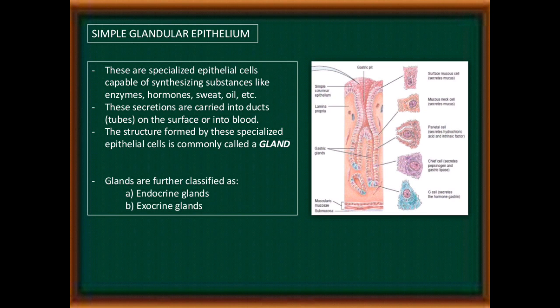Simple glandular epithelium. These are specialized epithelial cells capable of synthesizing substances like enzymes, hormones, sweat, oil, etc. These secretions are carried into ducts on the surface or into blood. The structure formed by these specialized epithelial cells is commonly called a gland. Glands are of two types: endocrine glands and exocrine glands.